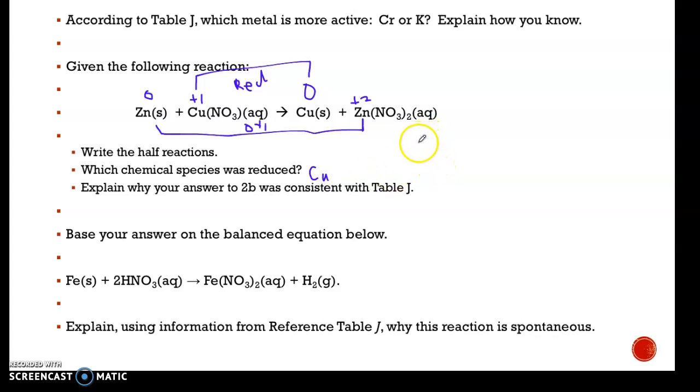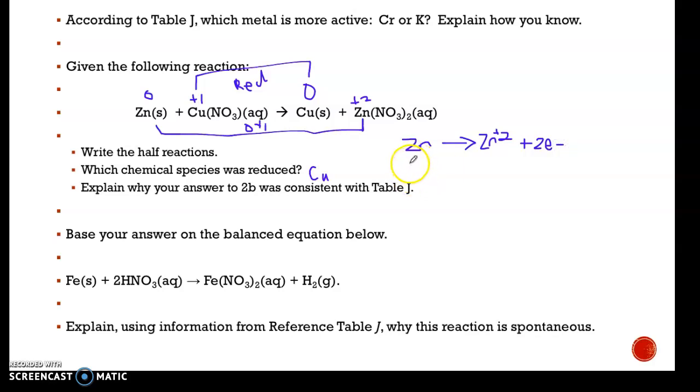And then let's go ahead and write our half reactions. I'm going to start from left to right. So Zn has 0. Then when we go to the right, Zn has +2. How many electrons were involved? 2 electrons, right?